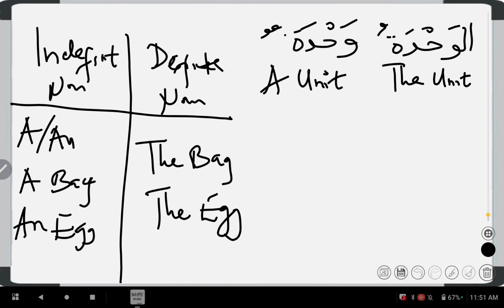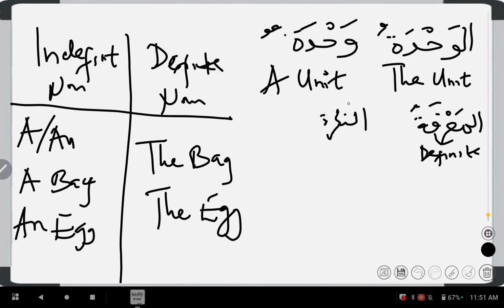In Arabic, definite is called ma'rifa. We say al-ma'rifatu. That is a definite noun. And an-nakiratu, that is an indefinite noun. Okay, so how do we represent a definite al-ma'rifa in the Arabic language?